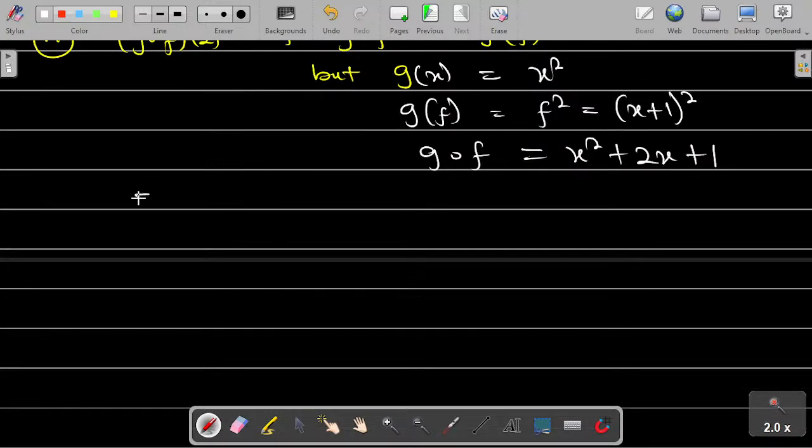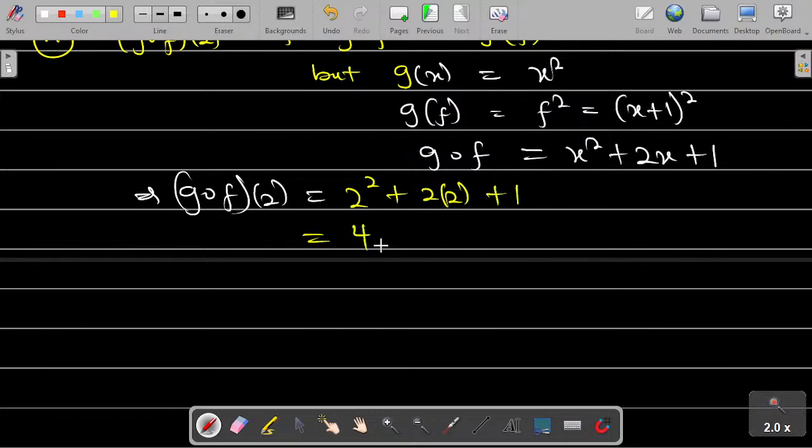So that means now that our G composition F of 2 will be, substituting your X as 2, you will have 2 squared plus 2 times 2 plus 1. And what is 2 squared? That's 4. 2 times 2, 4 plus 1. Everything will give you 9 as the solution. Wow, this is interesting. And we are done with number 58. Okay, and then we go over to 59. We just have about 3-4 questions and we are done.